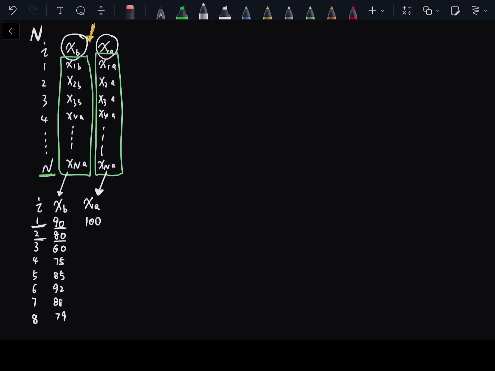Student number 2, before this training, you get 80, and after, 93. Then 60 and 82, 75 and 81, 85 and 92, 100 and 94, 87.